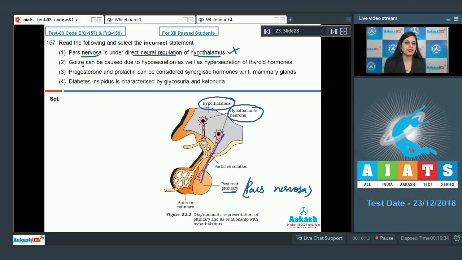The next statement given is goiter can be caused due to hyposecretion as well as hypersecretion of thyroid hormones, and this is a correct statement, so cannot be a correct answer to our question because goiter is simply an enlarged thyroid gland which is associated with both hyposecretion as well as hypersecretion of thyroid hormones. The next statement given is progesterone and prolactin can be considered synergistic hormones with respect to mammary glands. And as it's a correct statement, so this cannot be a correct answer to our question.